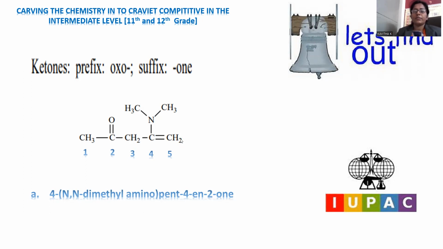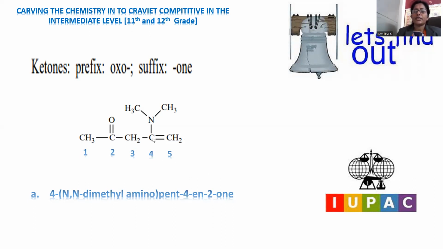Numbering can start either from the carbon on the right-hand side or the left-hand side. Both provisions exist, but numbering always starts from the side of the highest priority functional group. The ketone is on the second carbon from the left and the fourth carbon from the right. The least distance is most preferable, so 2-one is preferred rather than 4-one. That's the reason numbering starts from the left end, and 1, 2, 3, 4, 5 is assigned in this manner.